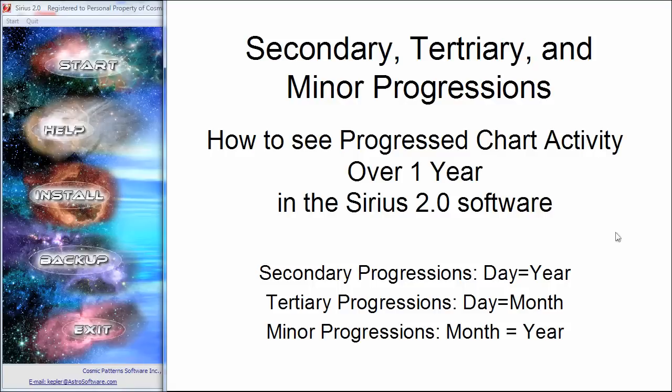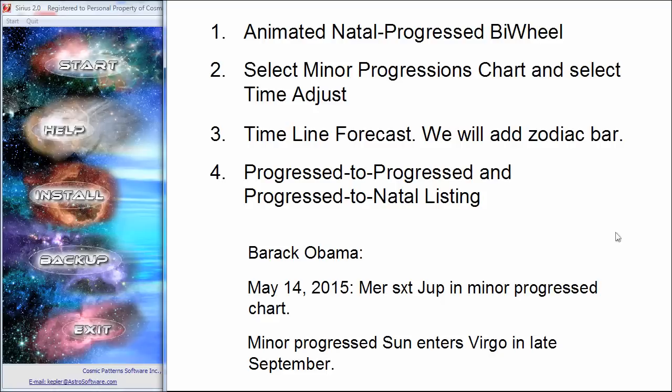And what I want to do in this video is show you some ways to see what's going on in a progress chart over a period of time. And I'll show you 4 features in the Sirius software. And there are probably some others. These are 4 that come to mind that are nice to use and would be some of the more obvious ones to use. And the first one I'll show you is the animated natal progress bi-wheel.